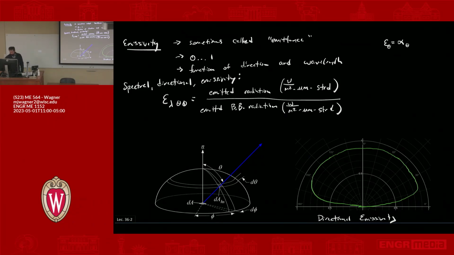Okay, so a couple more definitions to go through, kind of move through these. So we have our spectral directional emissivity. We don't always want to concern ourselves with every wavelength, every angle that's possible. It's just too much to worry about. So sometimes we'll start simplifying this stuff down.